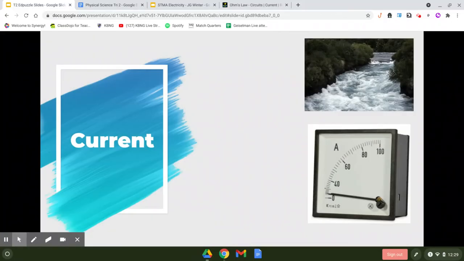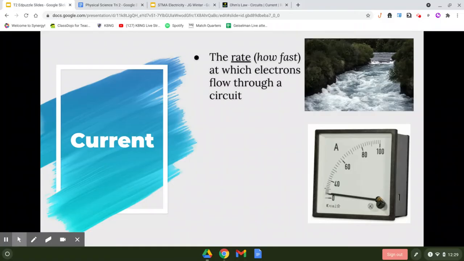So when we talk about Ohm's Law, it's really important that we understand three definitions. The first definition is current. What is current? Well, when we talk about electricity and electrons, current is the rate at which electrons flow in a circuit. So how fast are they actually moving through a circuit? You can think about it like in a river. Current in a river is how fast the water is flowing. So current in a circuit is the exact same thing.